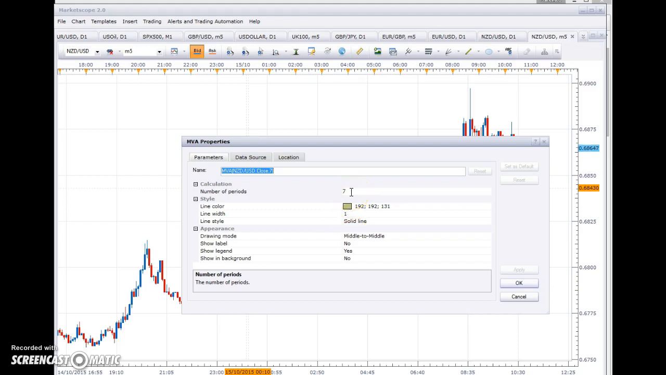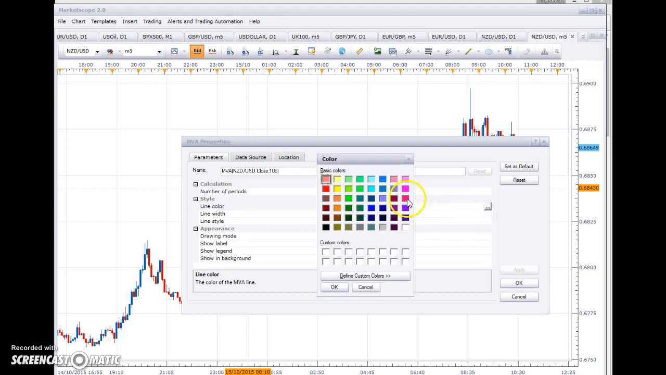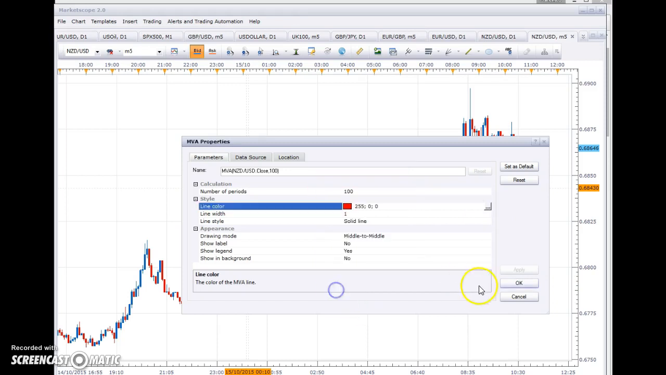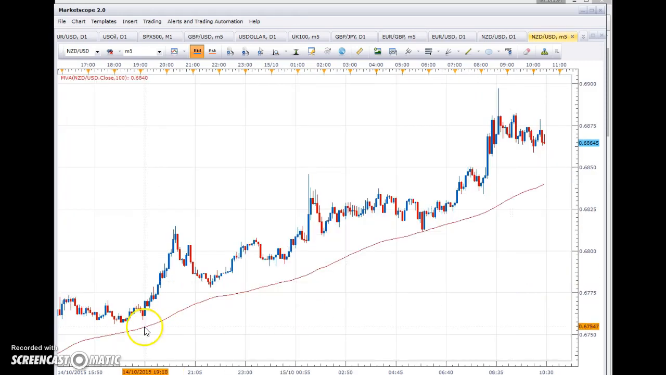So in this case, the default is 7 periods. I'm going to change that to, I'm going to make this a 100-period moving average, and I'm going to give it a different color. I'm going to give it a red color. There we go. That's the red. Now this allows me to see, there it is, the 100 period moving average. At the top, it gives me the actual price at the moment. So 0.68 is where we're at, 68.40, and price is at 68.64.